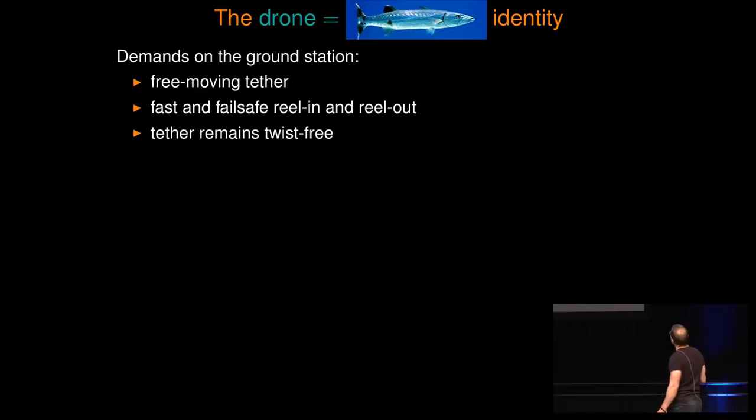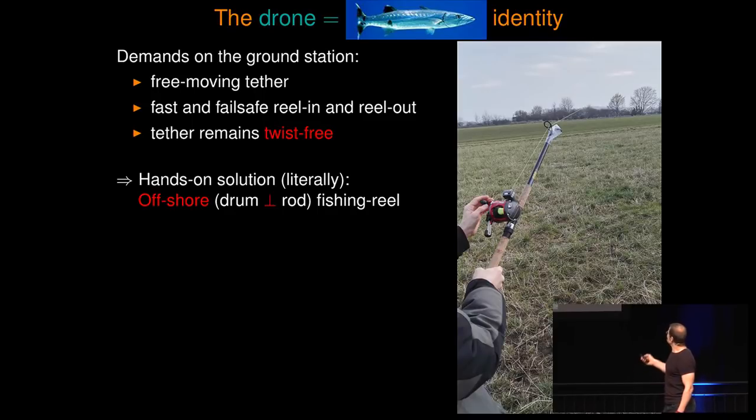Yeah, so now this is the drone itself. So now it's the question what to do with the ground station. And here let's look why the drone behaves as a fish. Because what it does is, like in fishing, you would need a free-moving tether. It has to be fast and fail-safe, reeled in and reeled out. And it should remain twist-free so that it doesn't give any knots if it is not under tension. And the thing which we came up with which best serves our needs at the moment is an offshore fishing reel.